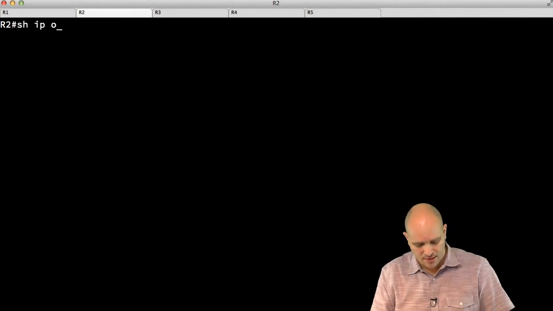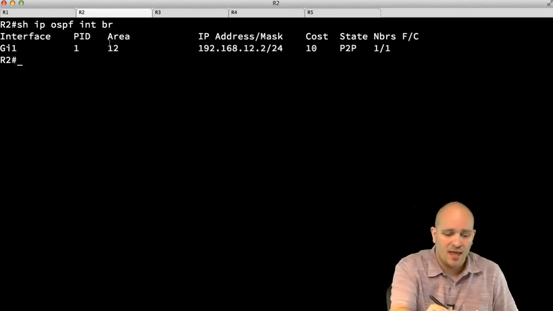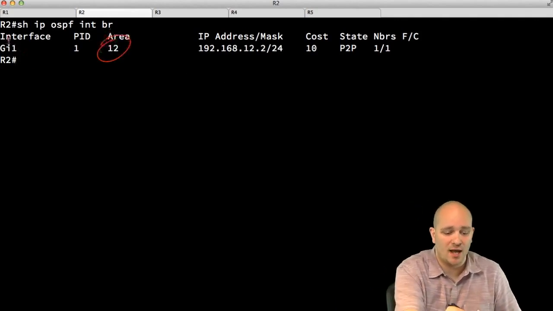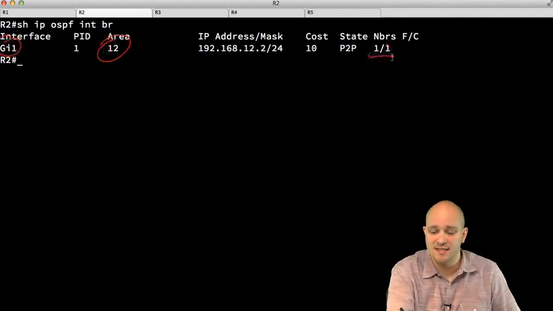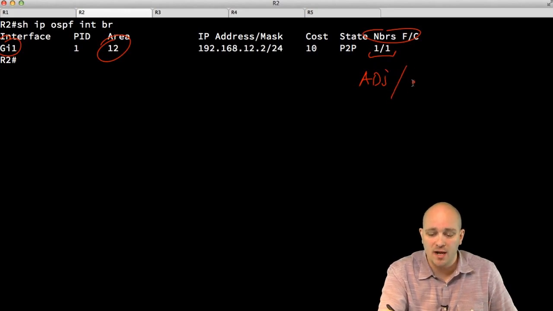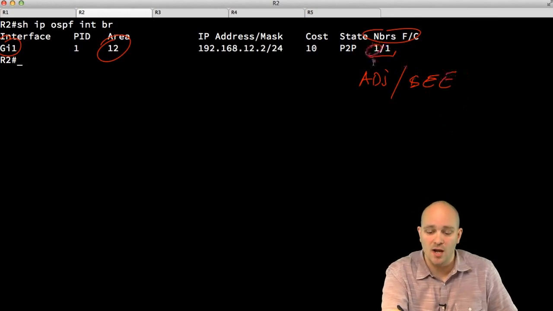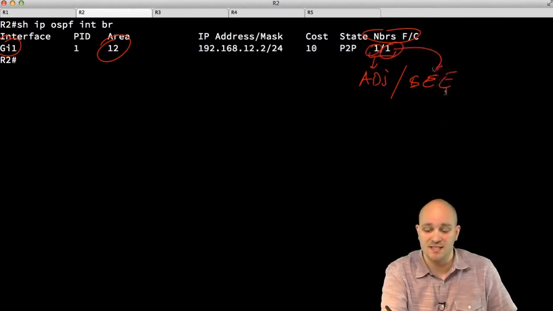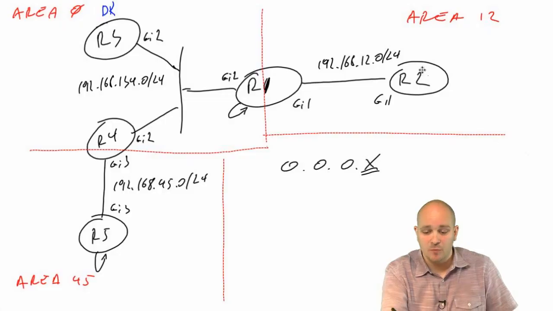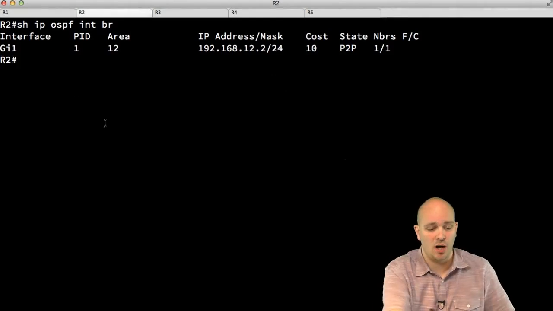I'm going to say show ip ospf interfaces brief, and what I'm looking for here is a single interface in OSPF in area 12, and that's exactly what I'm seeing here. I have gigabit 1 in area 12, and I can see here at the end of the output that says neighbors 1/1. That means that I'm fully adjacent with one neighbor out of one neighbor that I actually see on the interface. And comparing that with the network diagram here, that's exactly what we are expecting to see. So let's move on to R1.